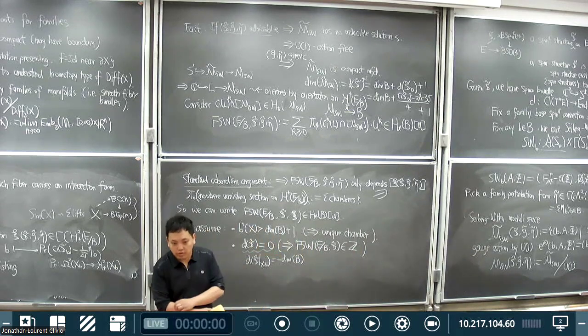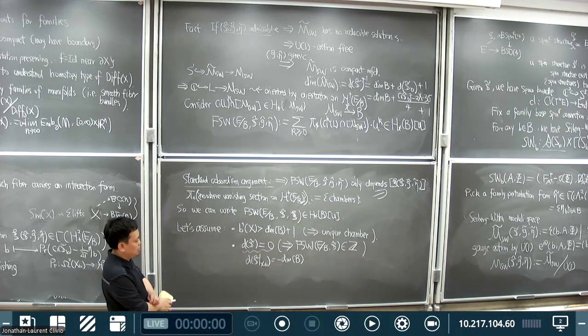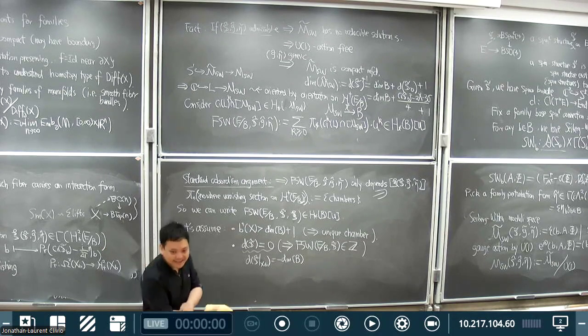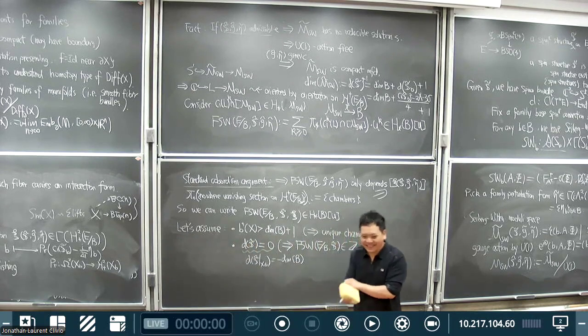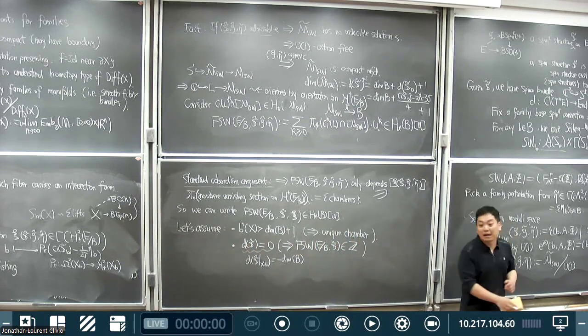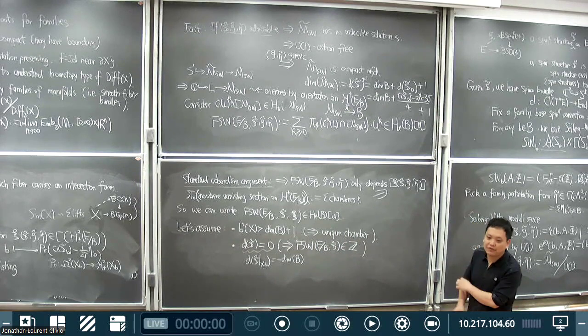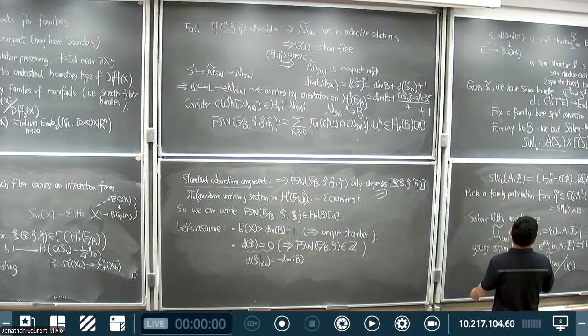I might be confused. So in the simplest case where, say, B is S1, and this data is given by some diffeomorphism of X, is this family Seiberg-Witten invariant already encoded in the action of the diffeomorphism on the Bauer-Furuta map? Exactly. Yes, that's exactly the point I'm going to make now. So I'm going to do one application about pi zero of this. That's what I'm going to do now.